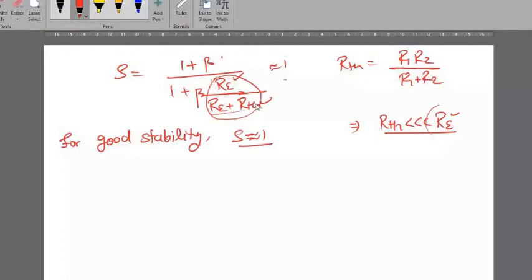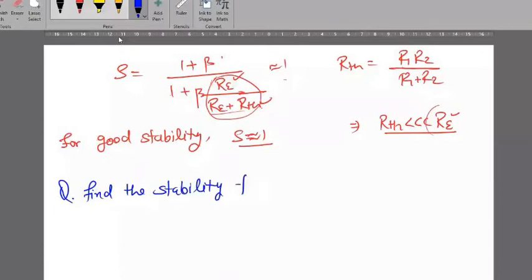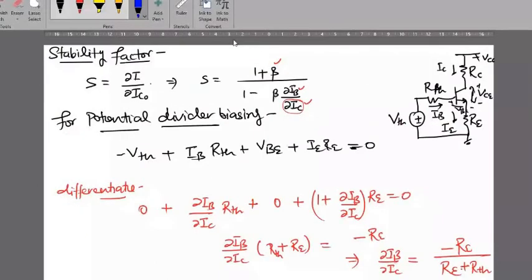Question: find the stability factor for all the biasing of BJT. This is a question for you. Find the stability factor for all kinds of biasings for BJT. You will solve this and find the answers by yourself. And whatever technique I have utilized, you can utilize a similar kind of technique. Okay, fine. I don't think there will be any problem.